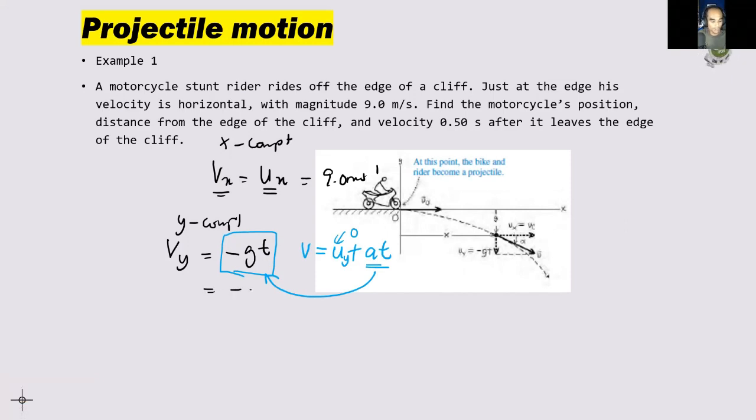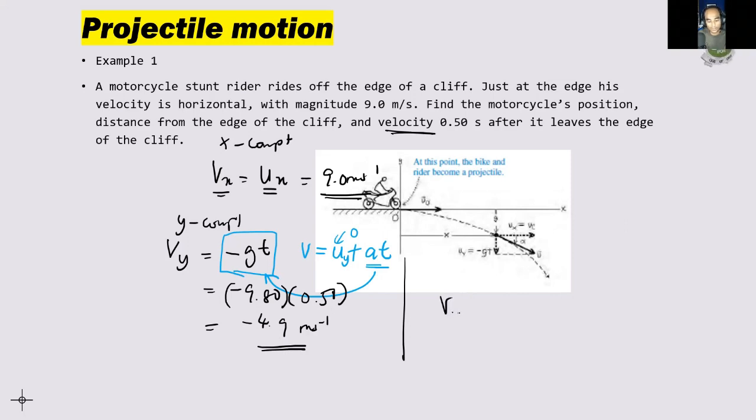Over here you have negative 9.80 times 0.50 seconds, so you have negative 4.9 meters per second. So the x component is 9.0, and the y component is negative 4.9. What you should do is use the Pythagorean theorem to get the net velocity, the resultant velocity. So v resultant equals the square root of 9.0 squared plus negative 4.9 squared, and you have 10.2 meters per second. So at this point, the velocity is 10.2 meters per second.